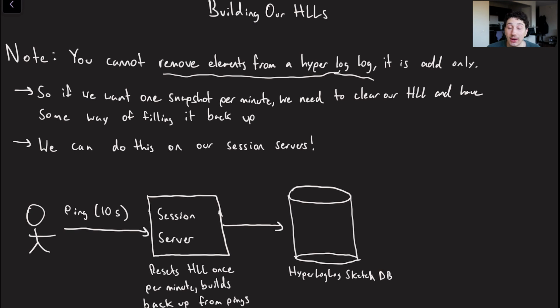Great. So, like I mentioned, you can't really remove elements from a hyperlog log. So every time our interval begins again, say our minute passes and we want to get a new snapshot, what we need to do is just completely clear out our old hyperlog log and build it up from scratch.